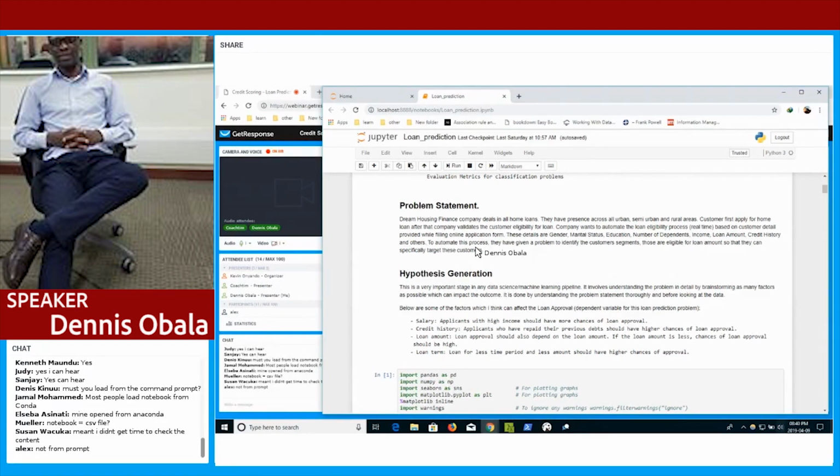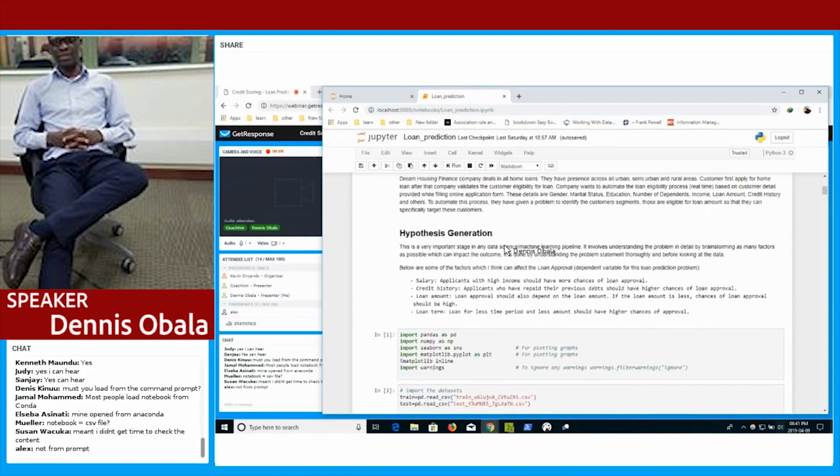So the company wants to automate the loan eligibility process. That's basically what we also do for mobile. Most of the stuff is just automated. You apply, you're either accepted or rejected. The details of these variables are like gender, marital status, education, number of dependents, income, loan amount, credit history, and some of the others we'll also discuss. To automate this process, they have to identify the customer segments and those eligible for the loan amount so that they can specifically target the customers.